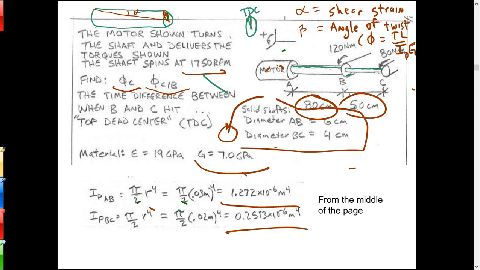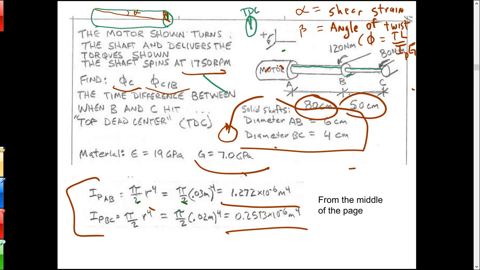All right, so what we've got to do here is collect that information: T, L, I, and G. Okay, and I calculated I right there. That's in the middle of your page. The length is pretty obvious. It's just right there on the shafts. So you need G, and that's given. That's the shear modulus. And then you've got to find T, right?